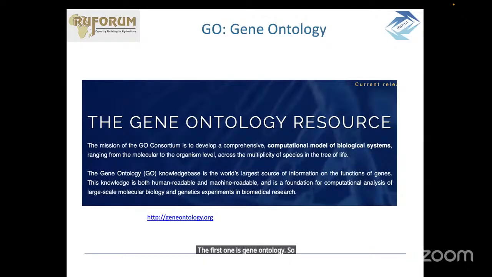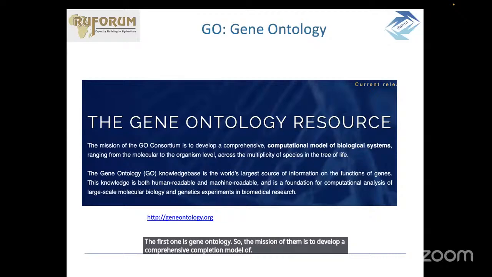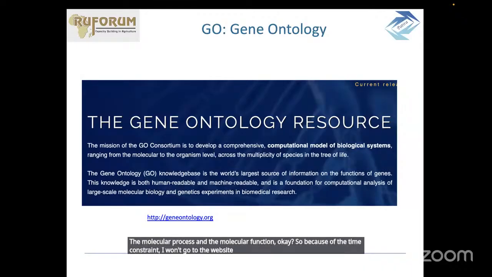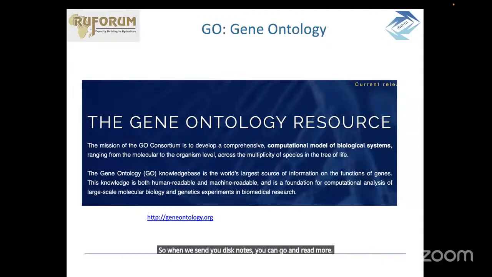So the mission of them is to develop a comprehensive computational model of a biological organism. What they do, they tell you three things: the location of the gene, the molecular process, and the molecular function, okay? Because of the time constraint, I won't go to the website. So that's what Gene Ontology does. When we send you these notes, you can go and read more.